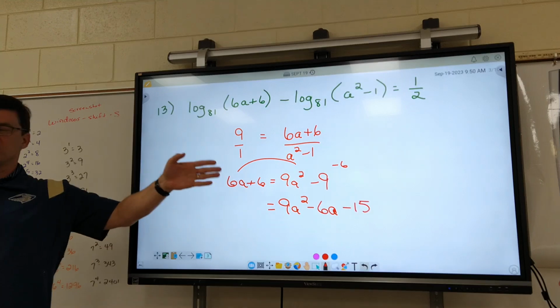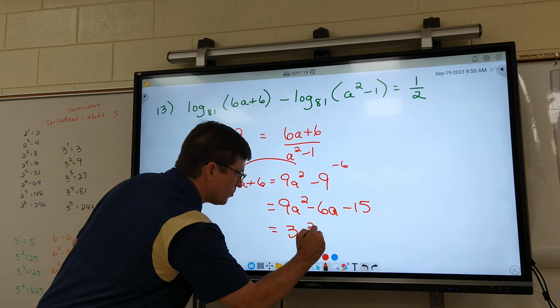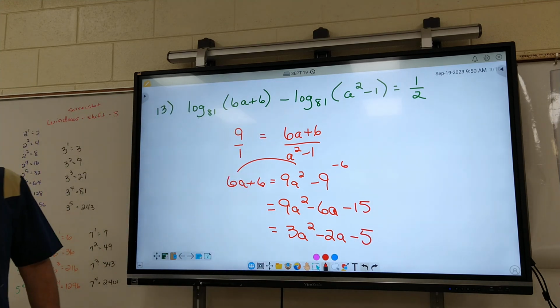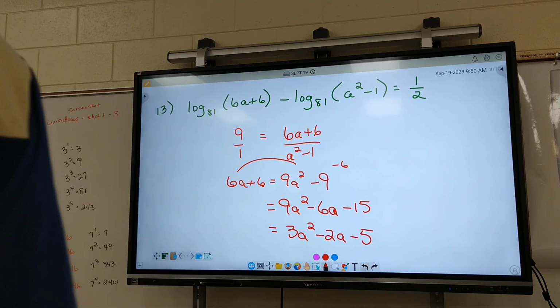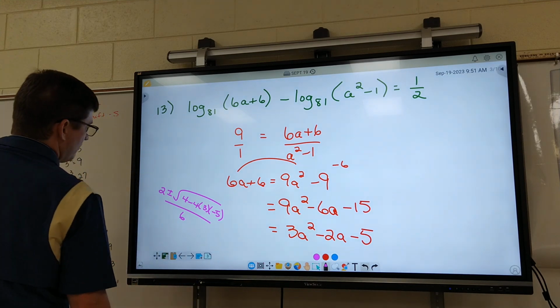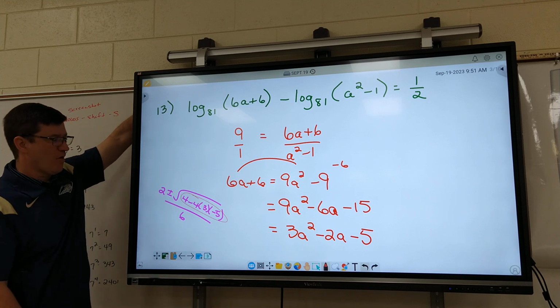What can I divide all three of those by? 3, good. So y'all should have 3a squared minus 2a minus 5. All right, do the quadratic formula with that and you will be done, and then check both answers when you put that in the calculator. I think that's going to be, did y'all get 64?